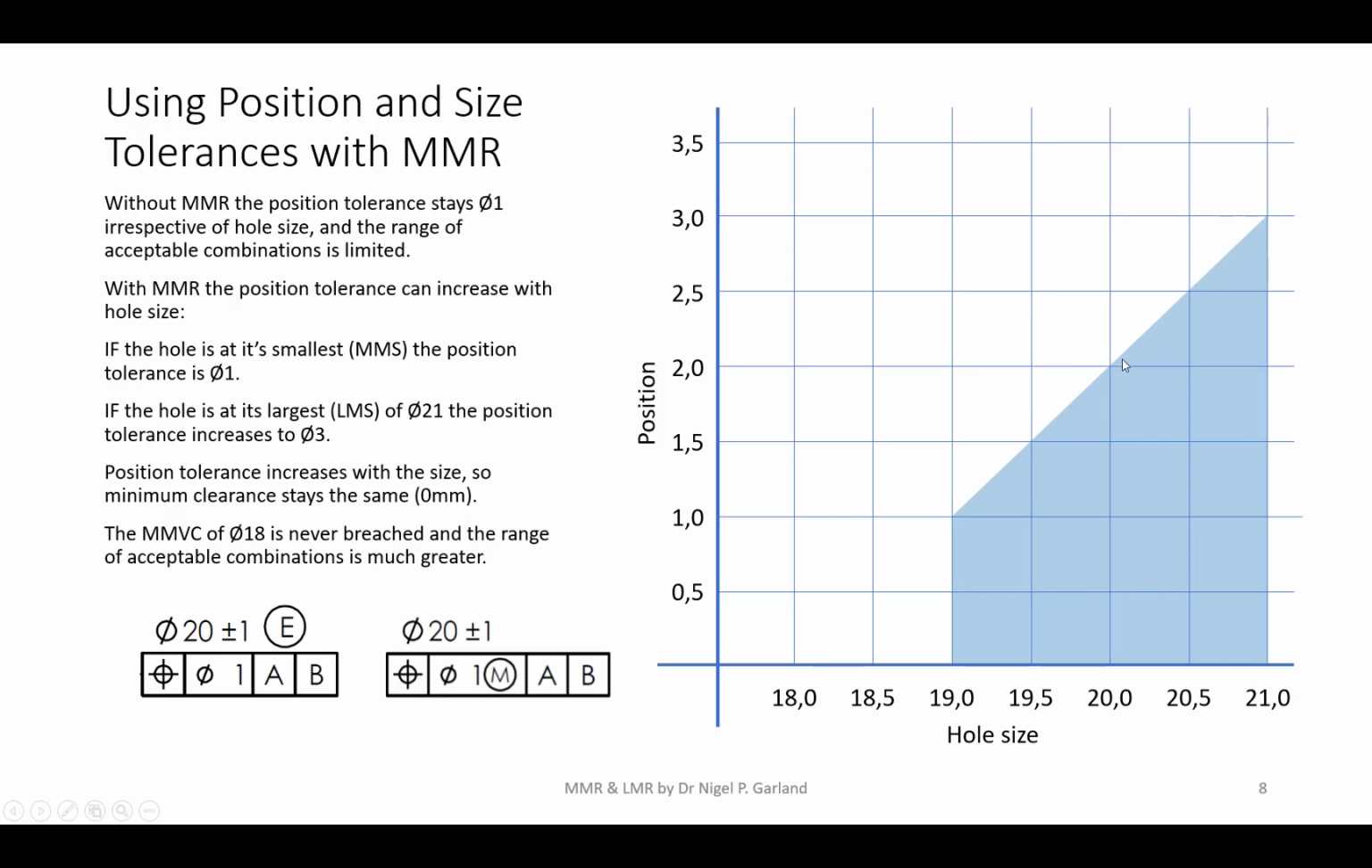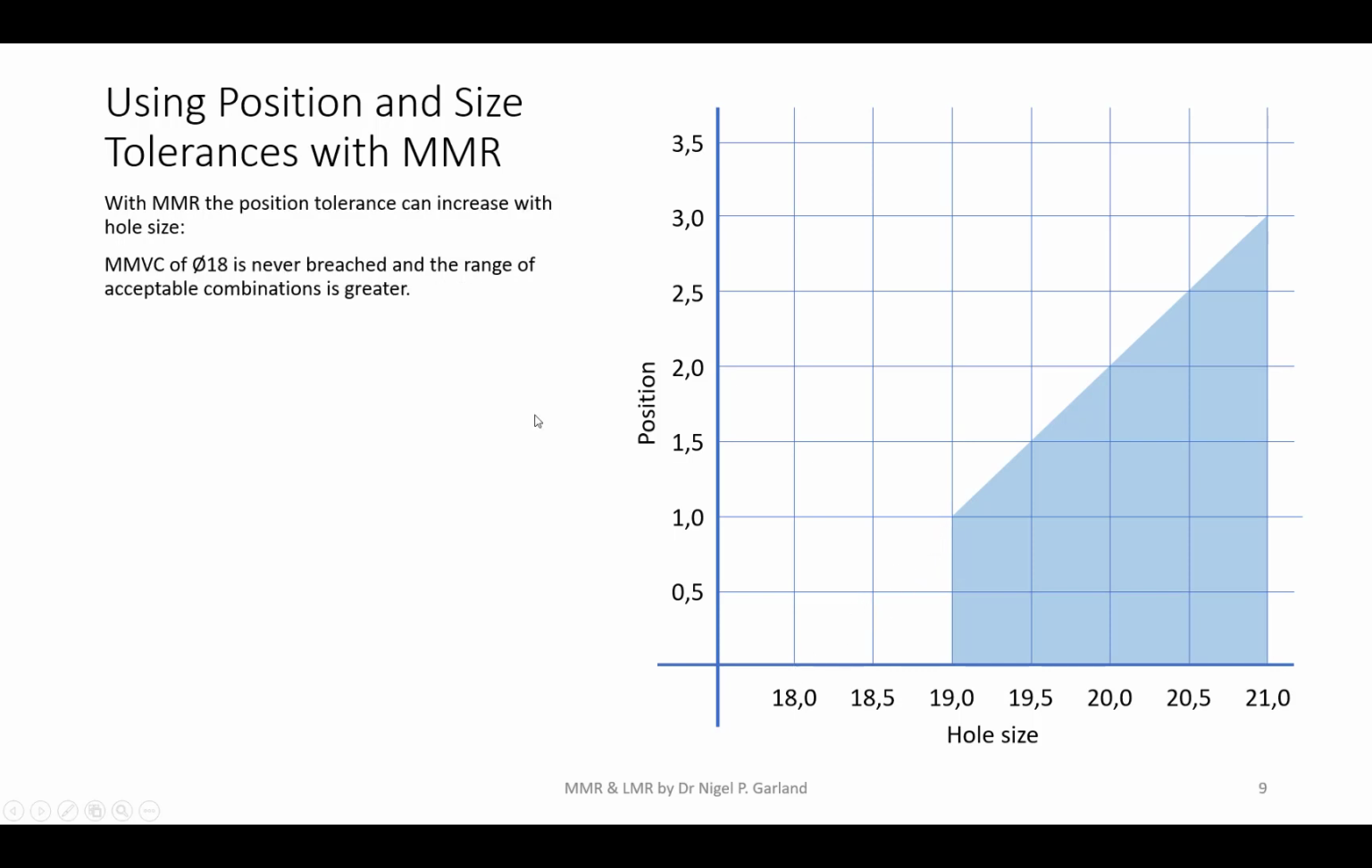So this line is our maximum material virtual condition limit that we don't exceed, and we're restricted to the hole size. That's not taking into account this zone here, which also has a maximum virtual condition of 18.